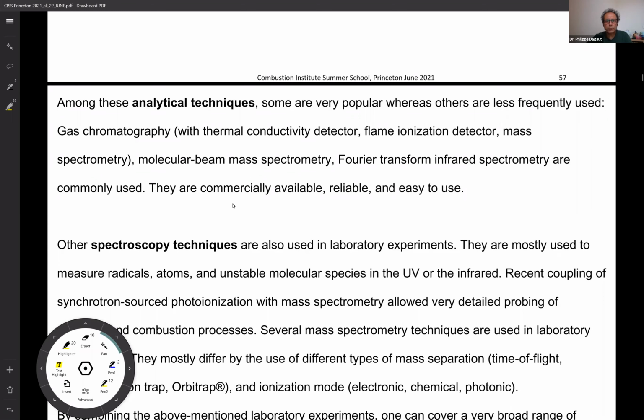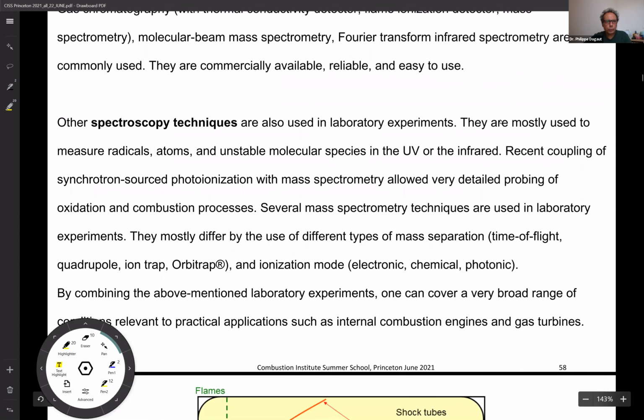Fourier transform infrared spectrometry is also very popular, but especially with reactors. These techniques are commercially available, reliable, relatively easy to use, and not very expensive. Other spectroscopic techniques are also used in laboratory experiments. They are mostly used to measure radicals, atoms, and unstable molecular species in the UV or in the infrared, for example. Recent coupling of synchrotron source photoionization with mass spectrometry allowed very detailed probing of oxidation and combustion processes.